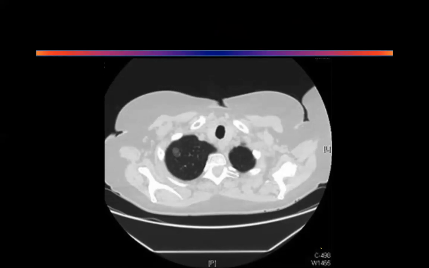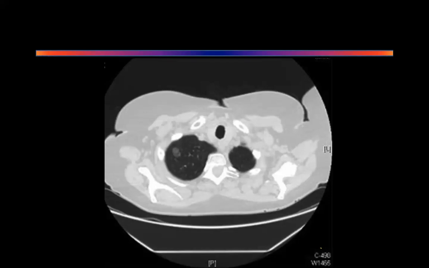There is a hyperdense lesion in the right upper lobe, surrounded by normal lung tissue. Maybe a solitary pulmonary nodule. What is the description? I want a description. Sir, well circumscribed. Pure ground glass opacity, sir.